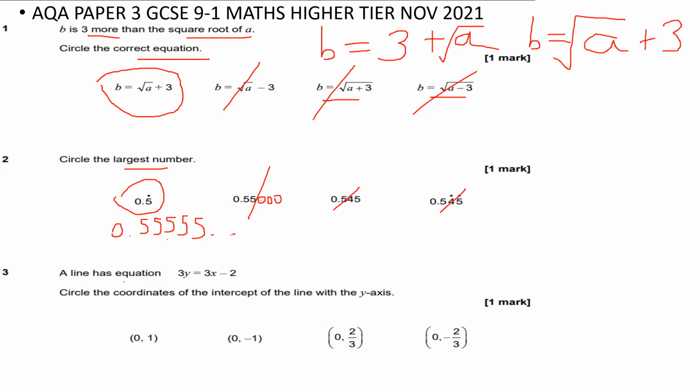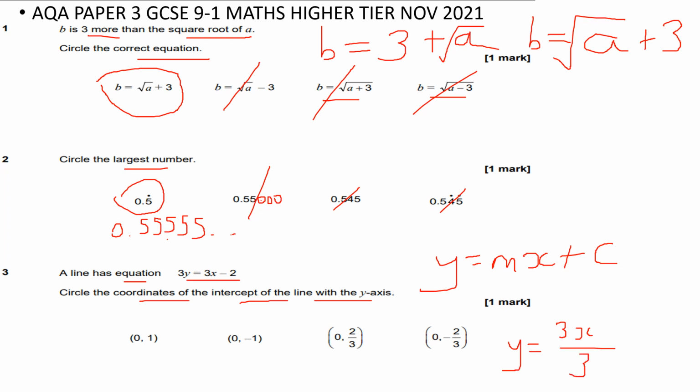A line has equation 3y equals 3x minus 2. Circle the coordinates of the intercept of the line with the y-axis. It's in the form y equals mx plus c, where m is your gradient, how steep it is, and c is your y-intercept, where it crosses or intersects the y-axis. So dividing everything by 3 to get it in that form, I have y equals 3x over 3 minus 2 over 3.